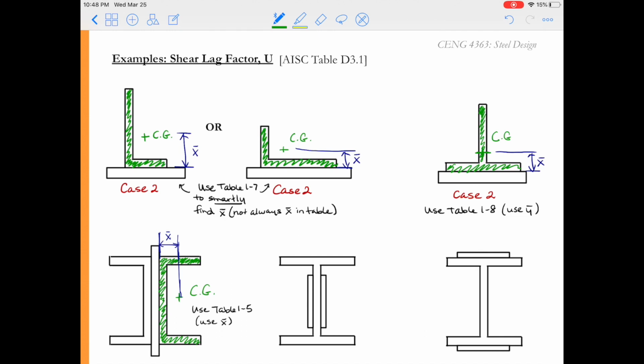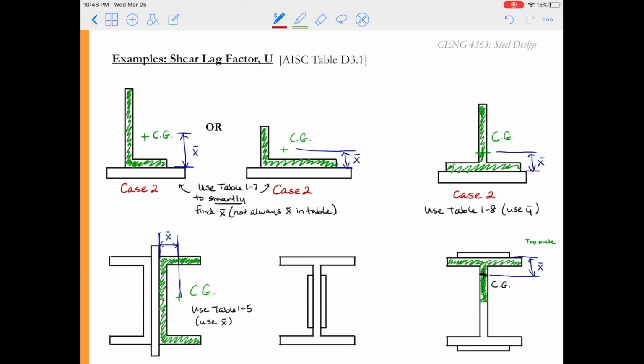Lastly, we have these W shape connections. I'm going to take a look at the one on the right first. So when we consider the W shape, you can see that the flanges are attached to the plate, but the web is not. So the web is an element that's not connected, so it's going to experience some sort of shear lag. We see again that this falls into case two. If you imagine how much force comes to the top plate, you could imagine just the top T that I've shaded in green there. So once we have that identified, just find the center of gravity of that T shape, and then find the distance from that center of gravity to the plane of the connection, and you will have X bar.